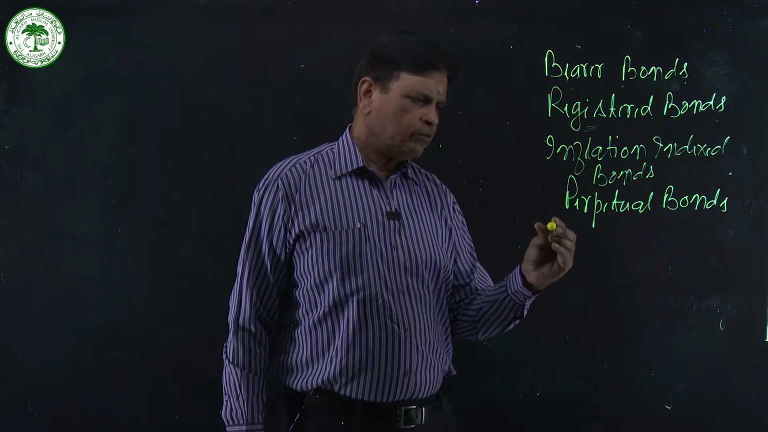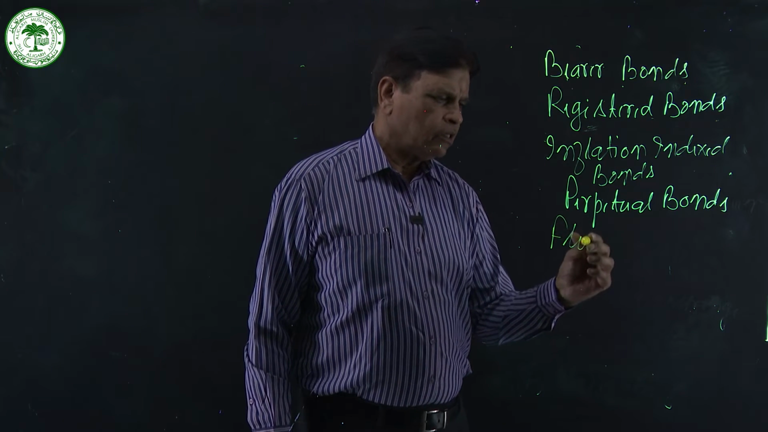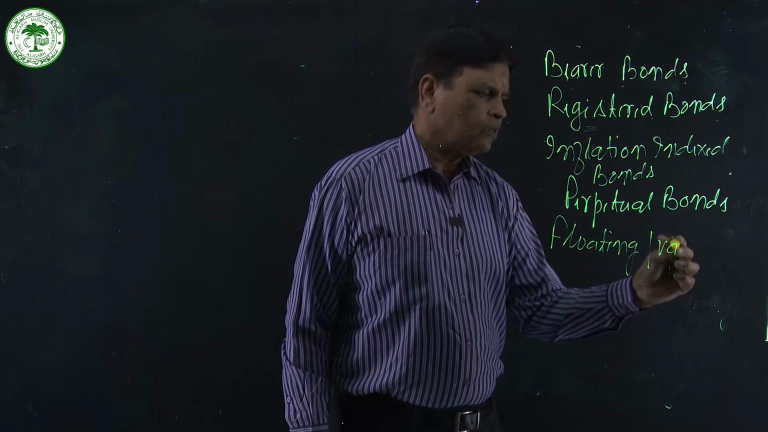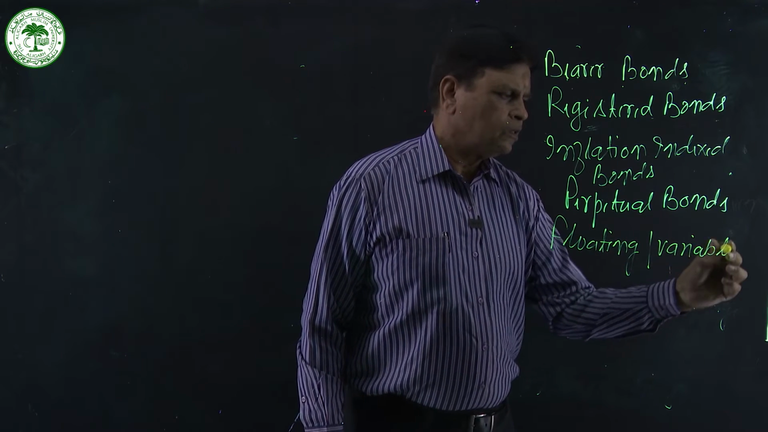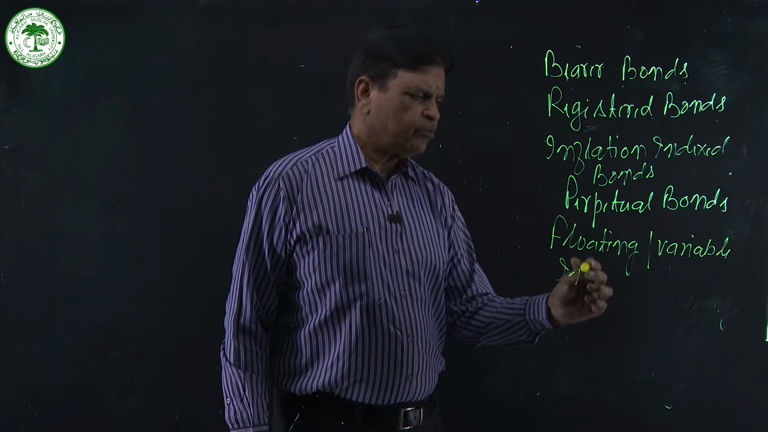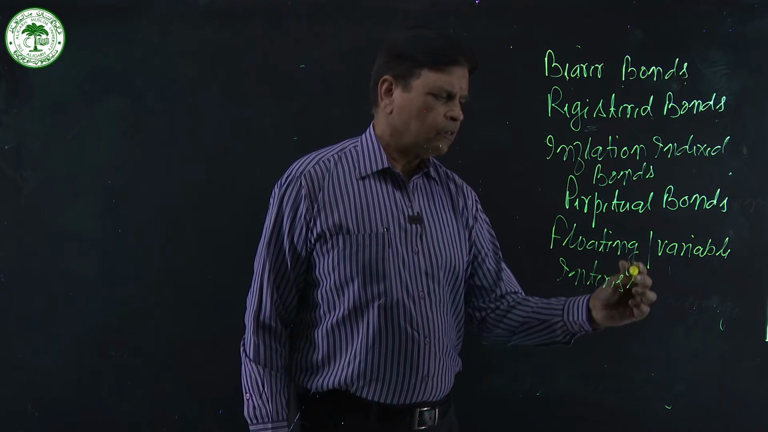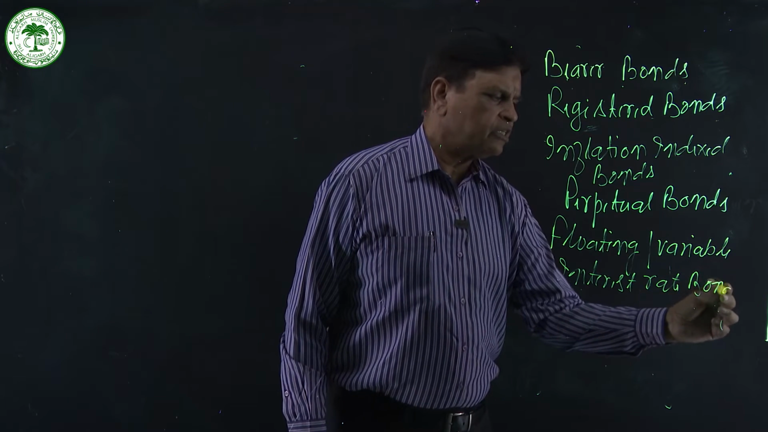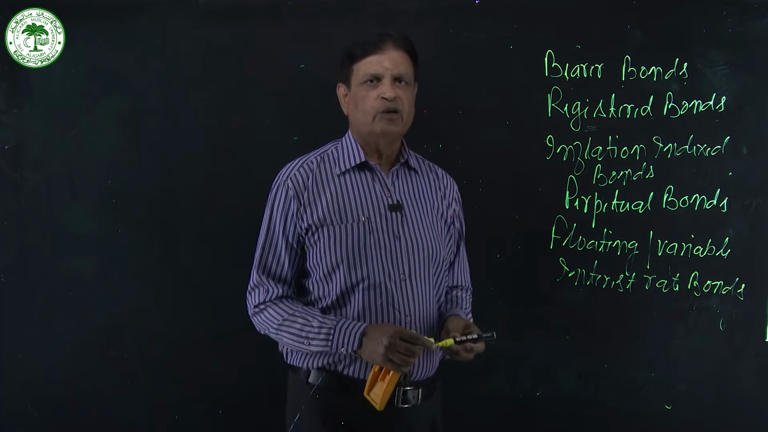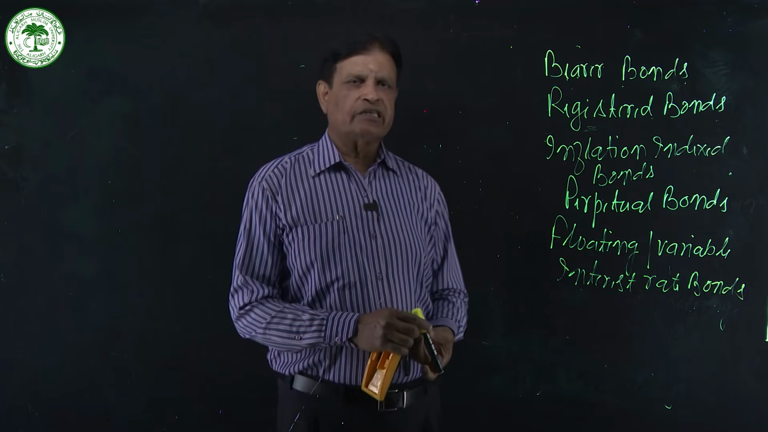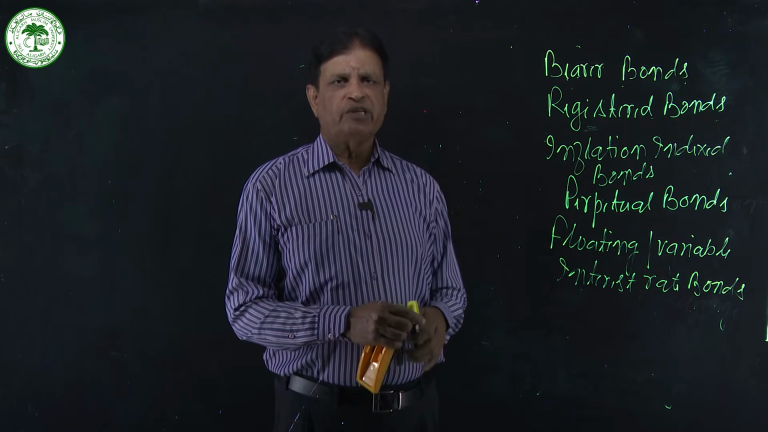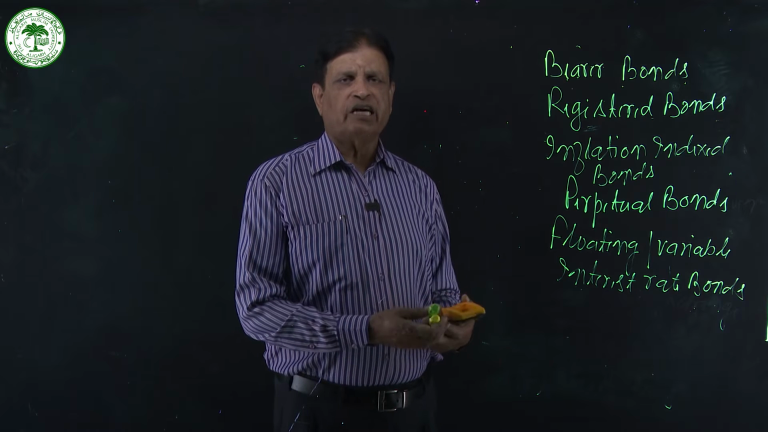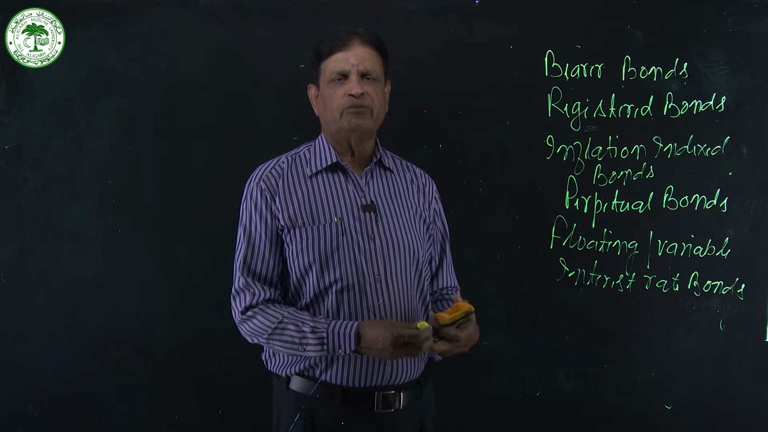Then we have floating or variable interest rate bond. Floating or variable interest rate bonds are those bonds where the interest rate is not fixed. Usually we see in the case of bonds, the rate of interest is fixed and many times it is written on the face of the bond.